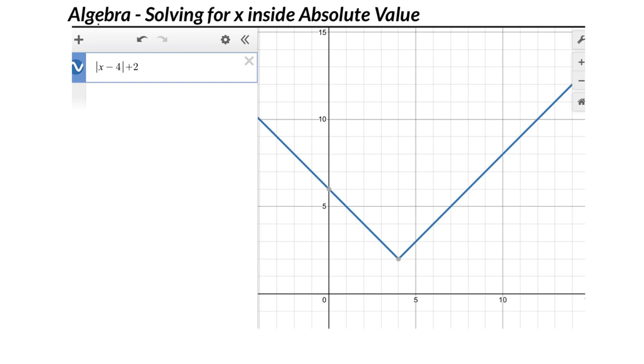If I were to say, when is this equal to, let's say, 5, now that says what x's make a y value of 5. So here's 5. You can see there are 2 answers, 1 and 7, that do that. So you need to be aware, much like a parabola, there are 2 solutions here. And I'll explain where those 2 solutions come from.